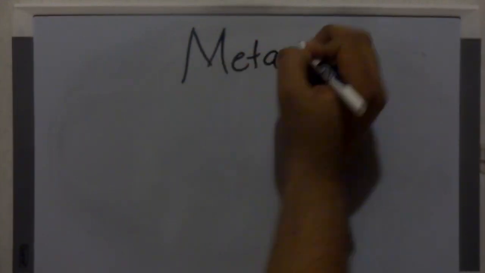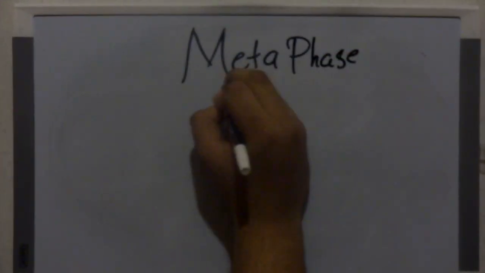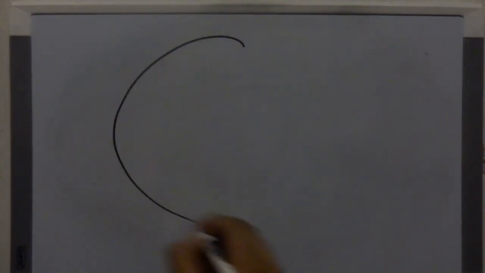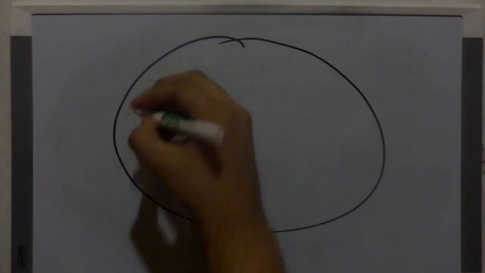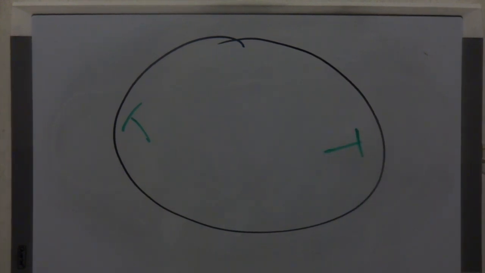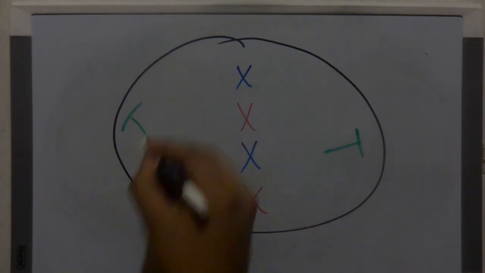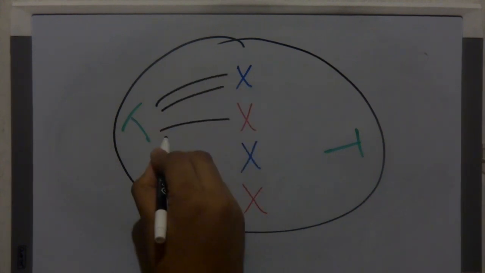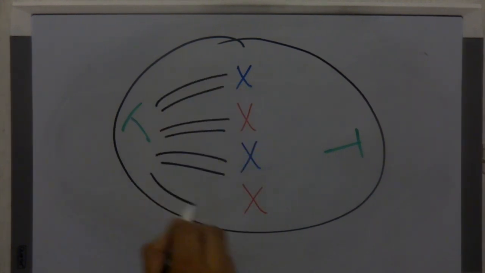In meiosis 2, metaphase 2, the homologous pairs of chromosomes align in the center of the cell. For each chromosome, the sister chromatids face the opposite poles, and each is attached to a microtubule coming from that specific pole.